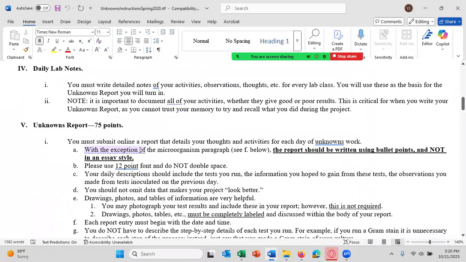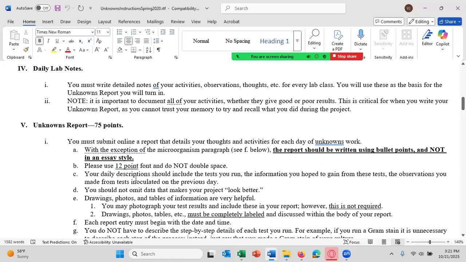All right, your unknown report will be worth 75 points. It should be written using bullet points. That's not terribly important. You can use text. You can use an essay style. I should change that. Please use 12-point font. I wear reading glasses for a reason. If you have less than 12-point font, I'll have a hard time reading it, and I'll be a little less lenient on the grading.